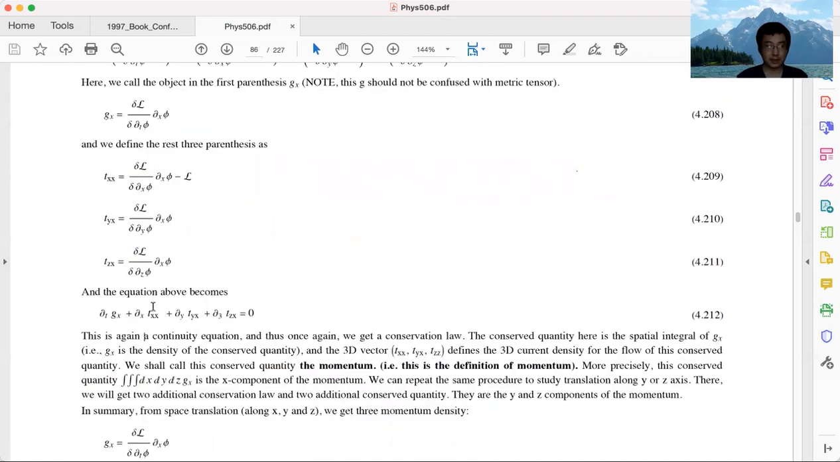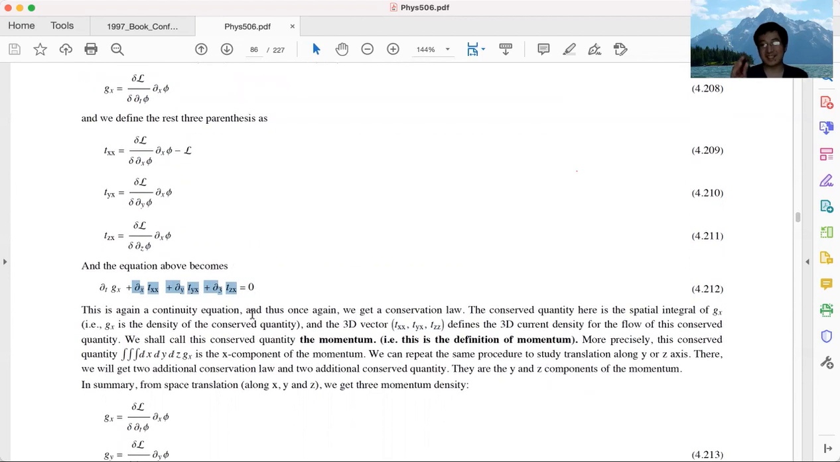And again, I can combine these three t's together, txx, tyx, tzx, as a three-component 3D vector. I will call that vector t. And with that vector, this term becomes a divergence of t. Again, the time derivative of a quantity plus divergence of a quantity equals 0. That again is a continuity equation. So translation along x again defines for us a continuity equation.